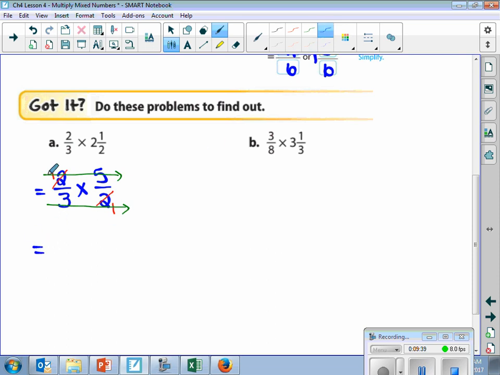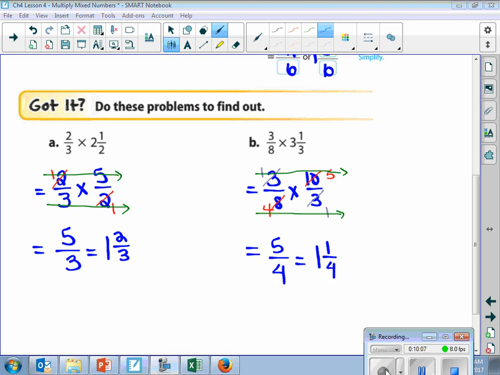So 1 times 5 is 5, and 3 times 1 is 3. And now we're going to change that back to a mixed number. Very good. So 3 goes into 5 how many times? Once. With how many left over? 2. So that's the numerator, and the denominator, good, stays the same.